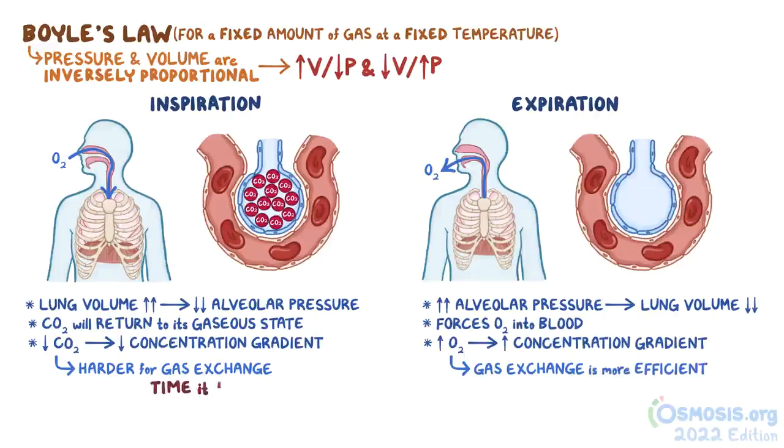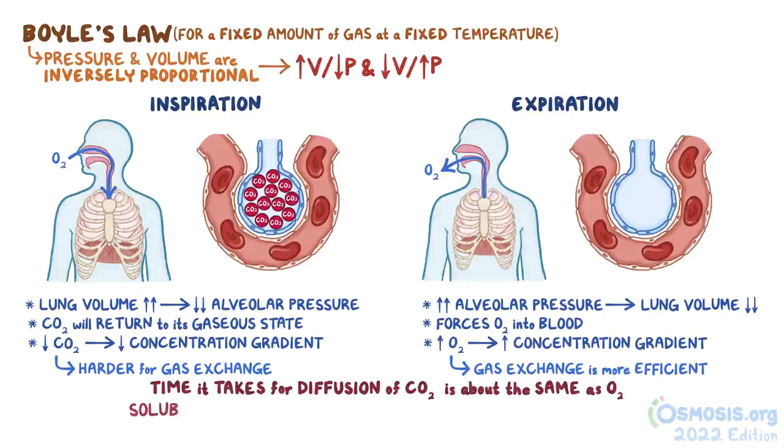At rest, the time that it takes for the diffusion of carbon dioxide from the pulmonary capillary blood into the alveoli is about the same as that of oxygen, because the solubility of carbon dioxide is much greater than that of oxygen, by a factor of about 20 in both blood and alveolar fluids.